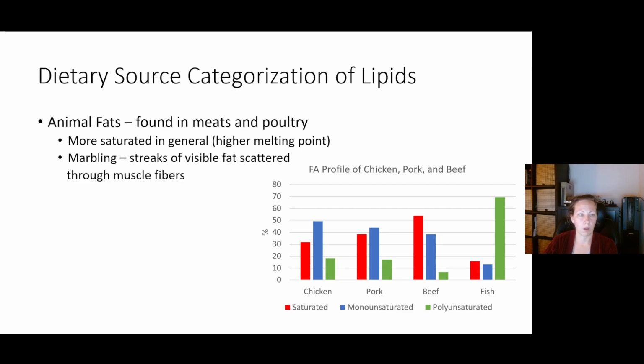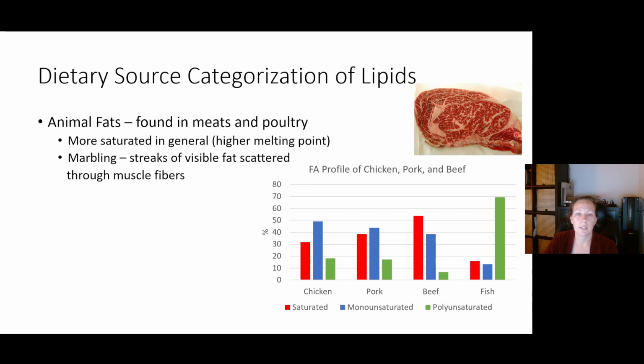And the book does talk about marbling, which is a name for the streaks of visible fat that's scattered through the muscle fibers. Marbling is a really good indication of flavor, of tenderness, and in my opinion, goodness. Now, that does mean it has more fat. So if you are looking for a lean cut that has less fat in it, you don't want to find something that has marbling. But here's an example of marbling in a steak, right?